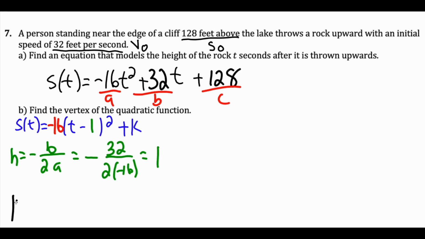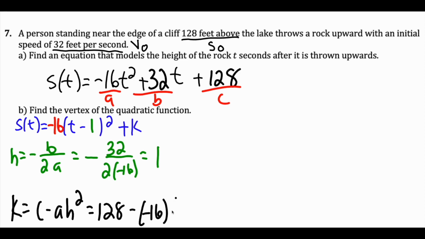And the last thing, k, is c minus a h squared. So c is 128, a is negative 16, h is 1 squared. Plug it in your calculator, you should get 144. So that is our k value. And again, it should be a positive because this thing is being launched up in the air. The highest height that it will be should be a positive number.